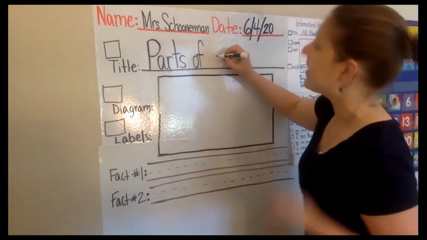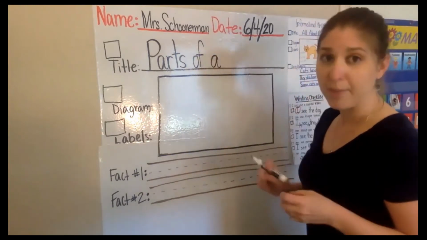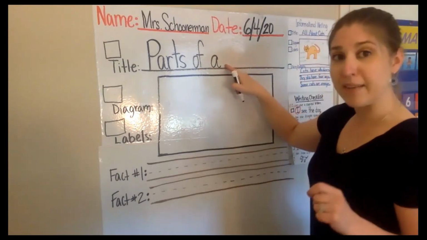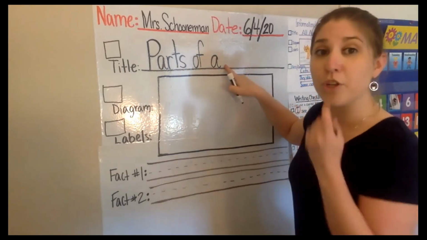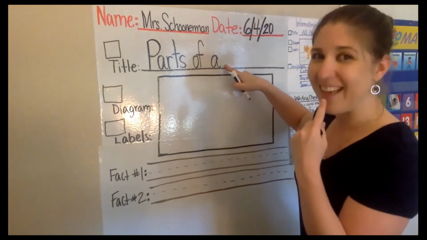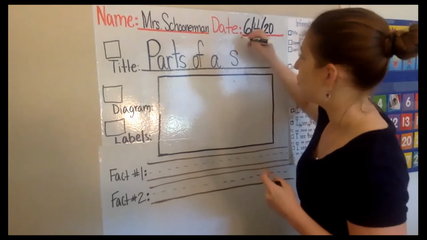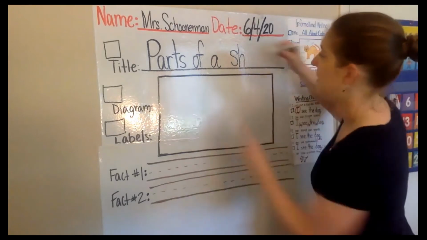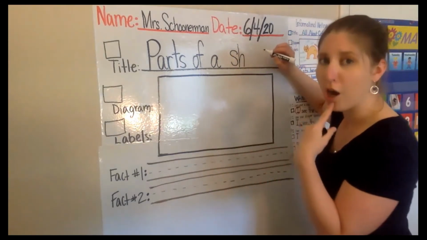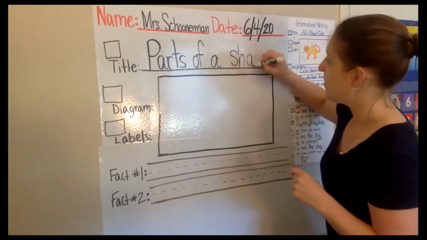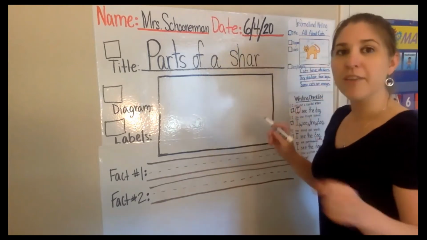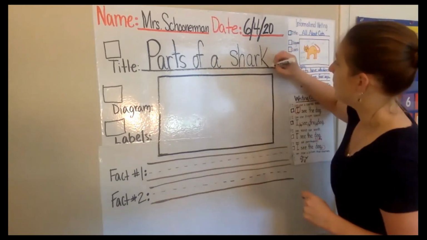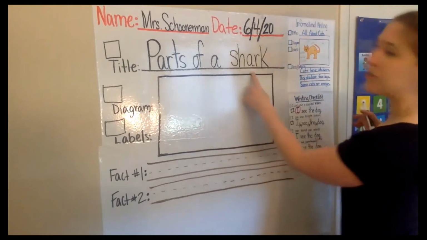Leave a finger space. A. That is another sight word. We want to spell that in a snap. Parts of a. Leave a finger space. Next word is shark. We're going to write the word shark. You hear that SH at the beginning? And then we hear this AR sound again. R. So A, R. Parts of a shark, and a K at the end. There we go. Parts of a shark.